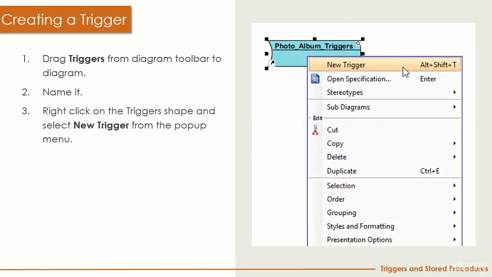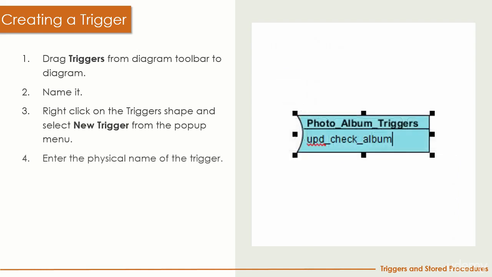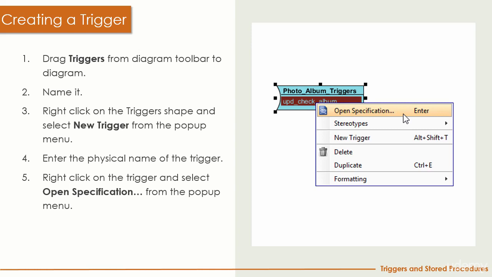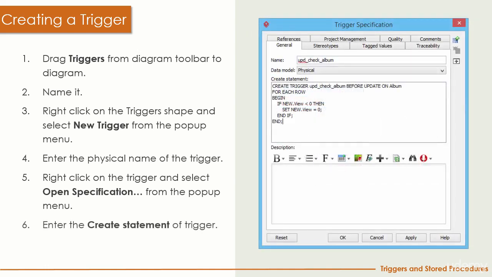After you give the name of the triggers, you can right click to create a new trigger, and you can also use the shortcut key Alt+Shift+T pressed together. Then you enter the name of the trigger, and again you right click on the trigger and open the specification, or you press enter. Then you go to the specification dialog box to enter your trigger, and after that you can click OK to finish the trigger creation.